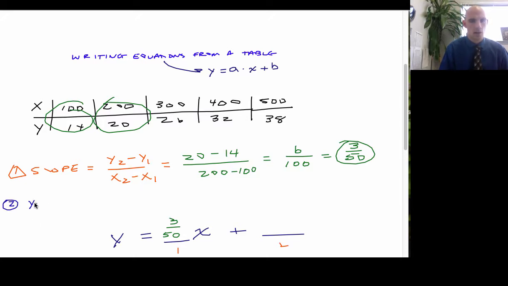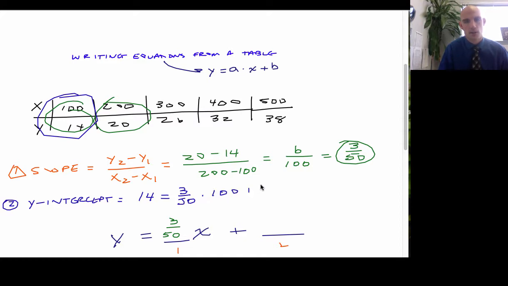Okay, so my second part is going to be my b. Okay, so I've got to find the y-intercept. Well, if y equals mx plus b, I'm going to take a point. I'll just take this one. And I'm going to say 14 equals 3 over 50 times x, which is 100, plus b, which I don't know. Okay, and so now I've got to solve a little bit of an equation.